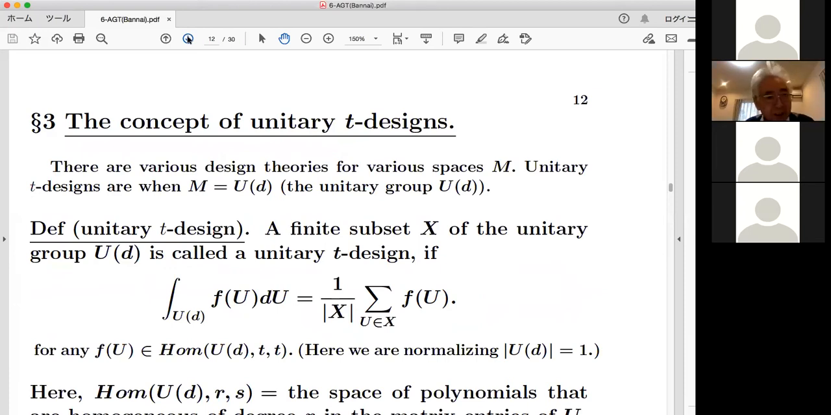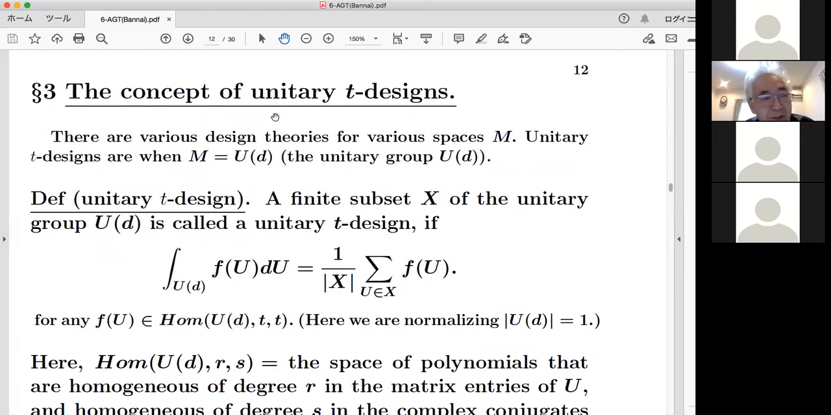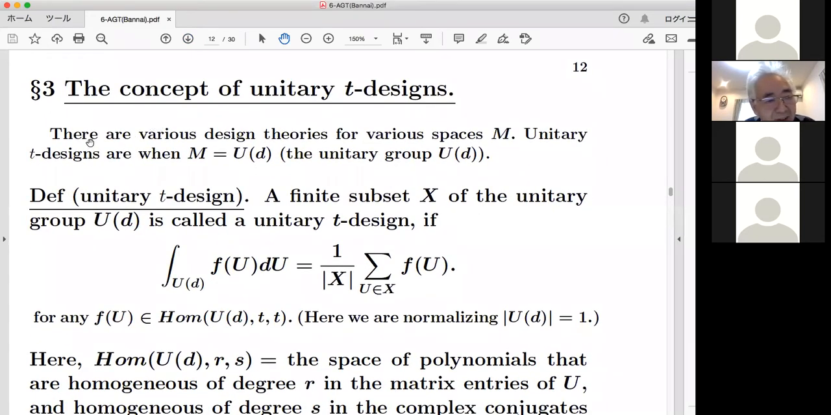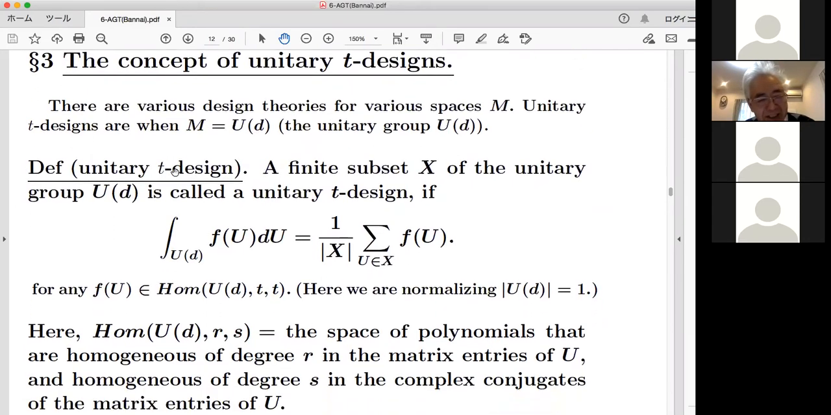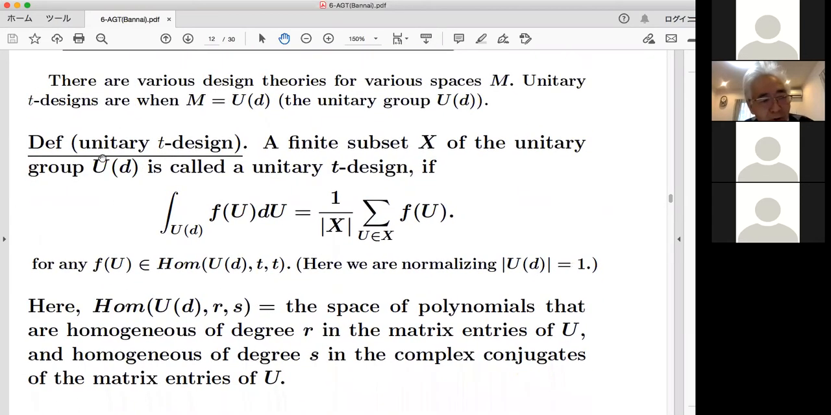Okay, now we want to discuss unitary t-designs. As I said, there are various design theories for various given spaces M. And when M is the unitary group itself, this continuous group U(d), then design theory there is about unitary t-designs. Here is a formal definition of unitary t-design.